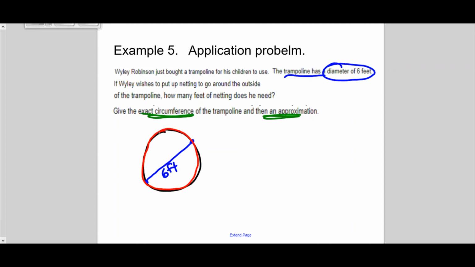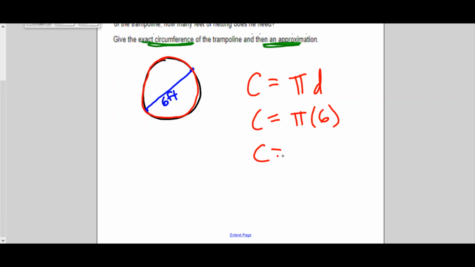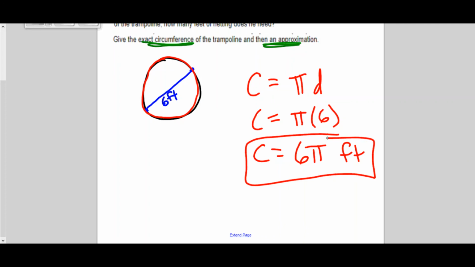To figure that out, you're just going to use the formula for the circumference. So you'll say circumference equals, and we have a diameter. If you go back and look at your formulas, to calculate the circumference when you have a diameter, you're going to do pi times the diameter. So circumference equals pi times the diameter. The diameter is 6, right? They told you that it was 6. So I'm going to do pi times 6, which we would just write as 6 pi, and this was feet. So this would be your exact answer.